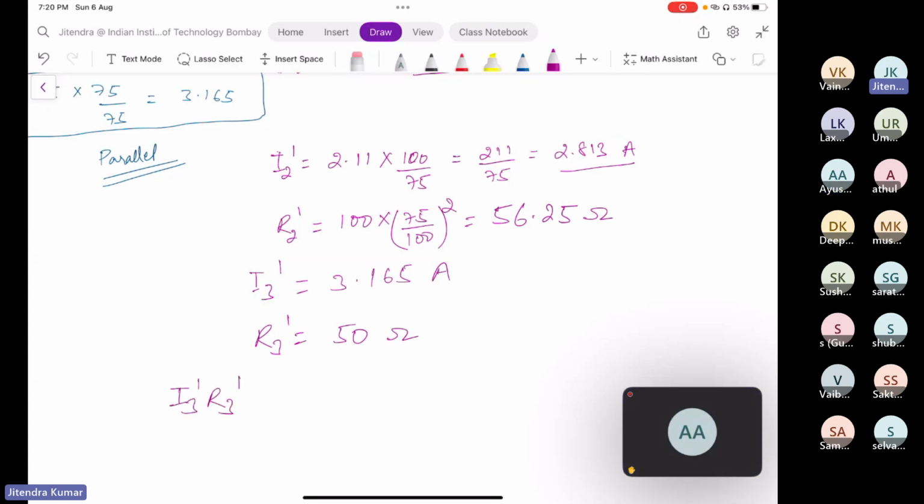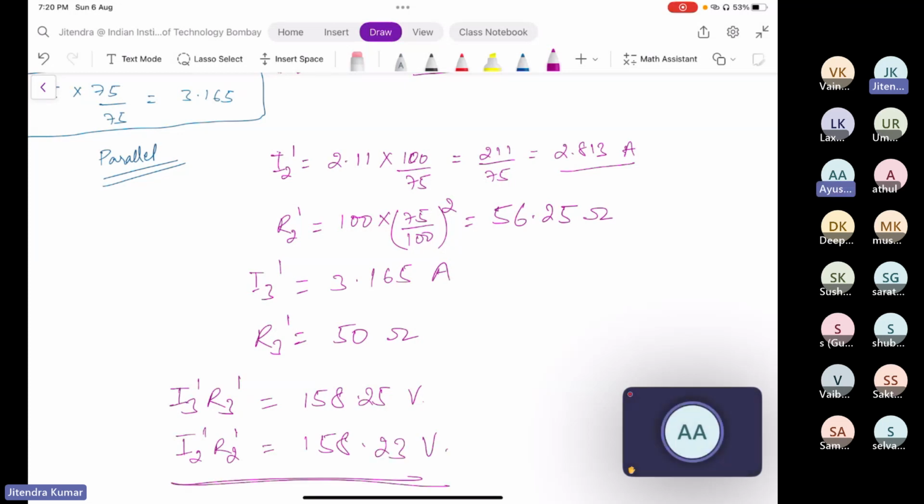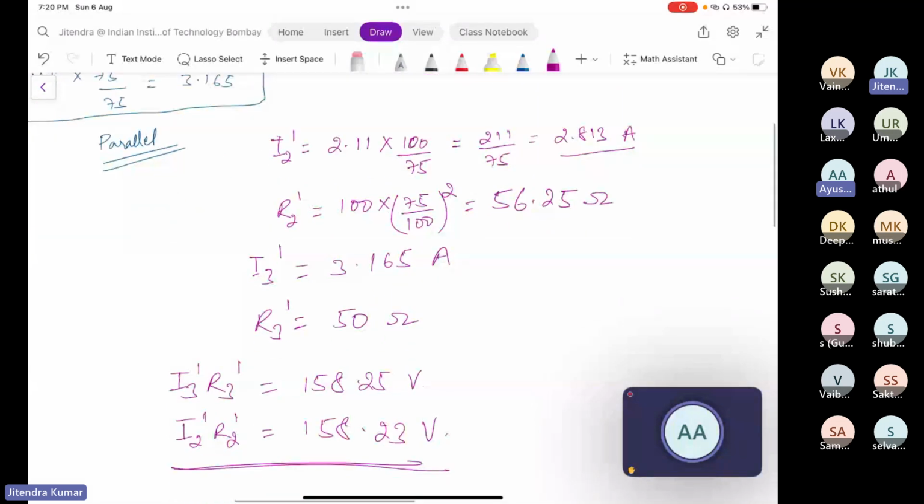158.25. Okay, volt. Now I2 dash, R2 dash. Just I'm saying, sir, 2.1. 158.23. Oh, means nearly the same. Exactly the same, sir. Means you can write it the same. But how did it come, because there was a different value earlier, 2.81, so on this, sir. Okay. So this is not a perfect decimal number.